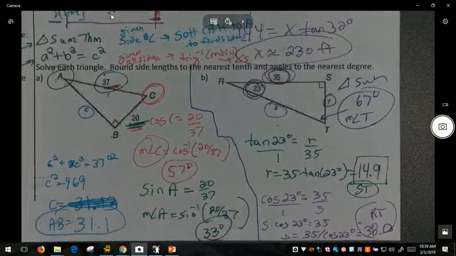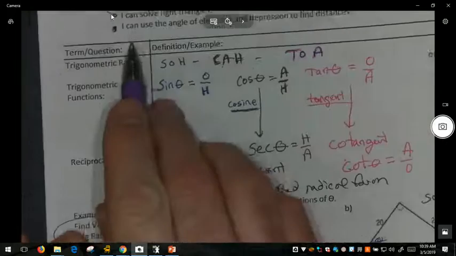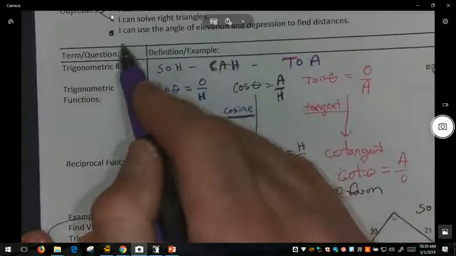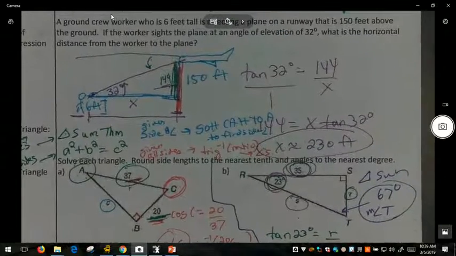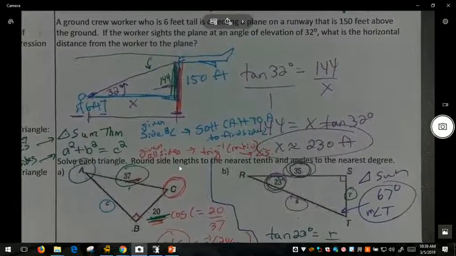This concludes clip 2 of the video notes for lesson 4.1. The learning target for this lesson: using angles of elevation and depression to find distances, and reviewing how to solve for all sides and angles using SOH-CAH-TOA and inverse trig ratios.